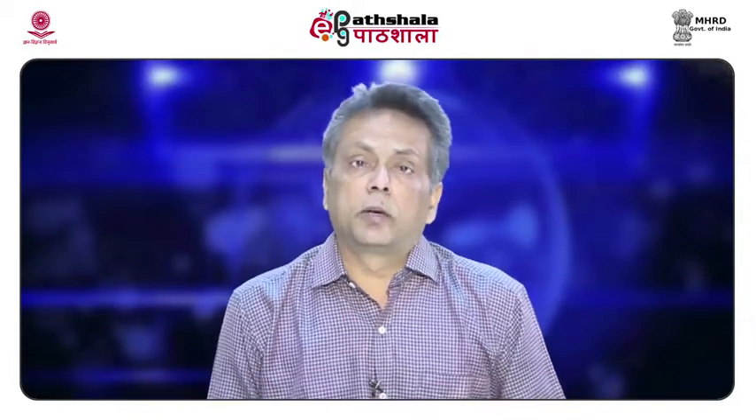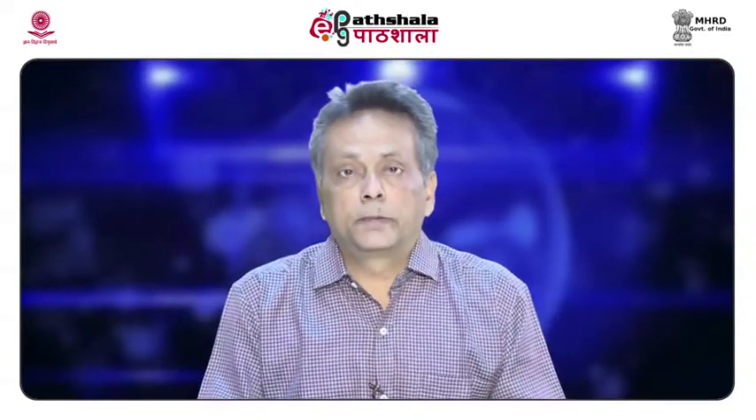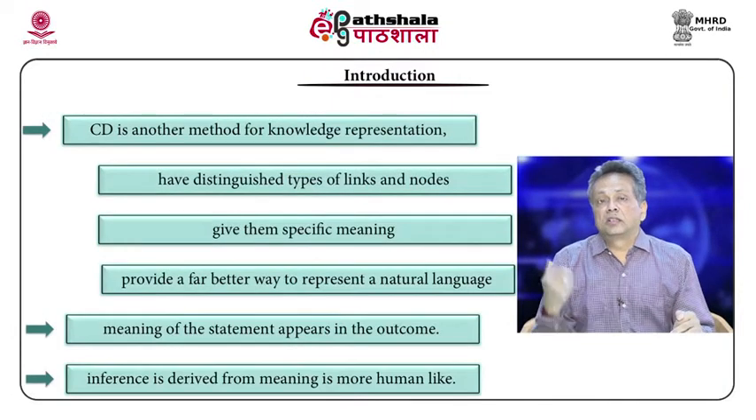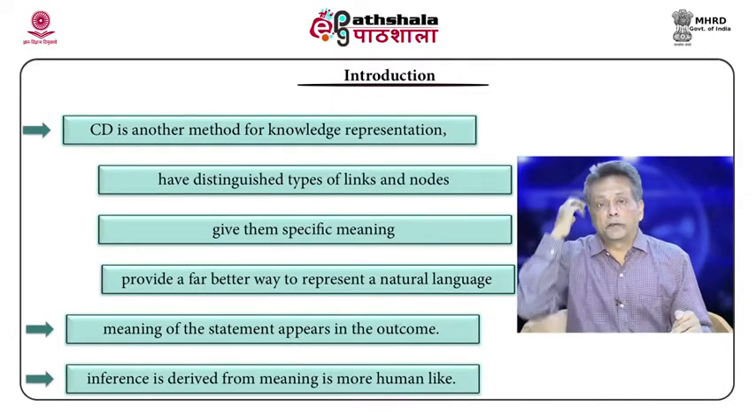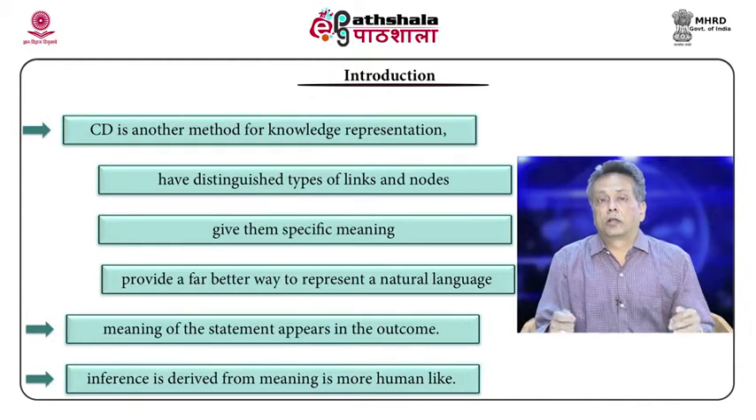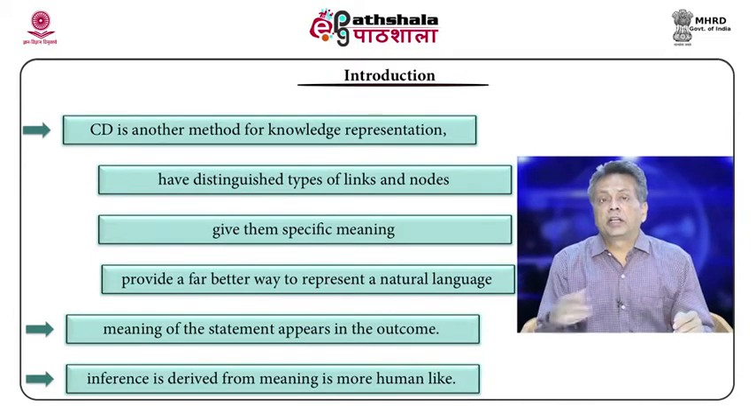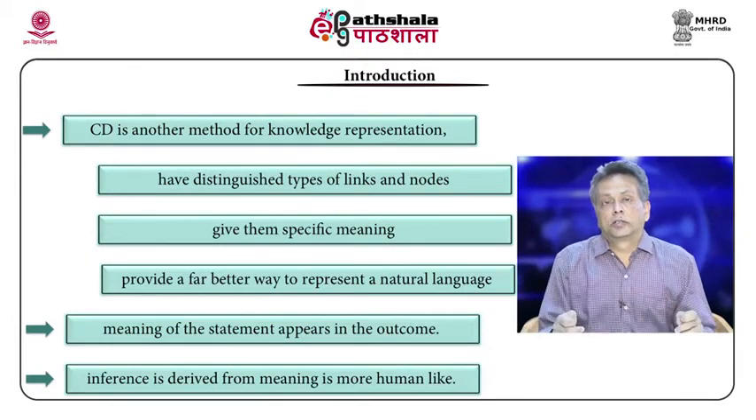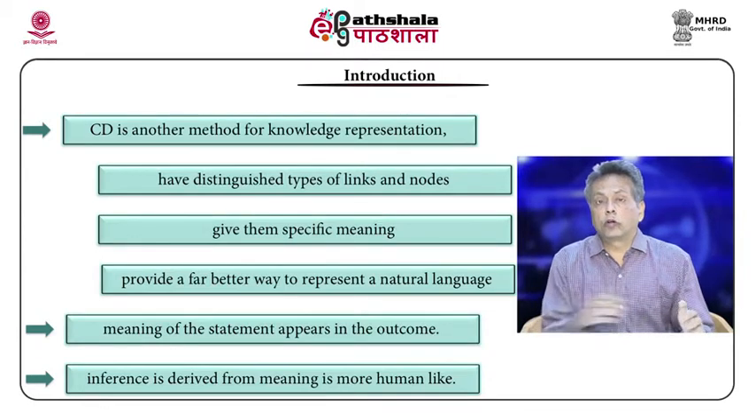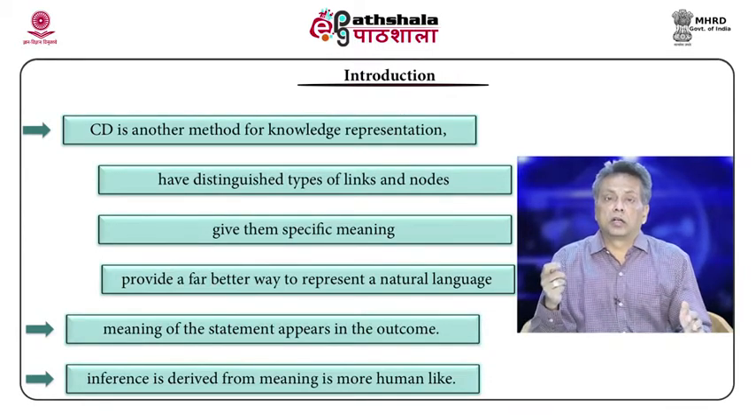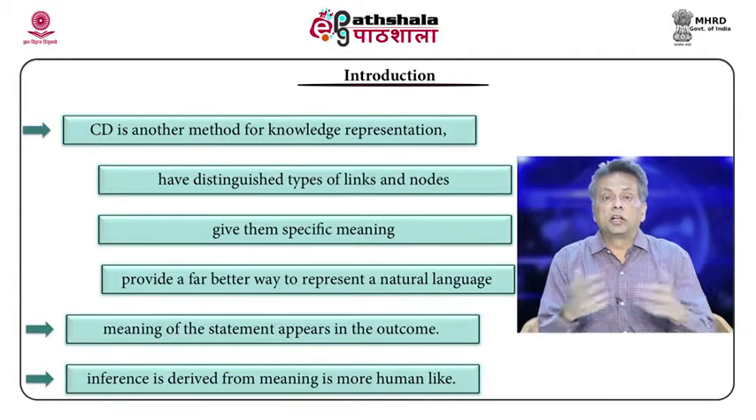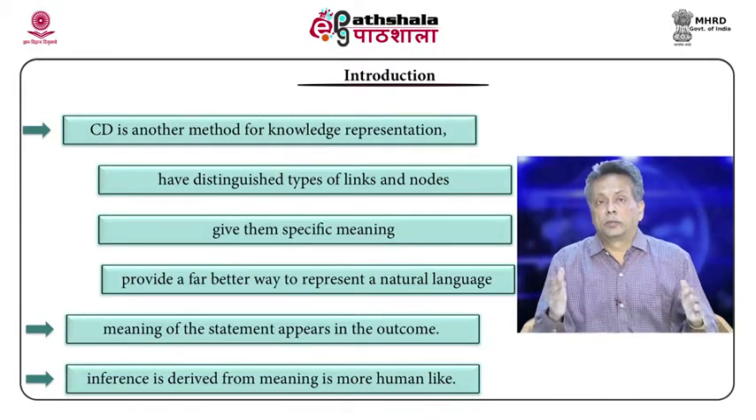We have already seen in semantic nets that we can represent natural language statements using some links and some nodes. Conceptual dependency is a little better way of doing that, where we have a lot of restrictions on the type of links that we can have, the type of nodes that we can have, and how they can relate to each other, making it a very strong knowledge representation technique. What I mean by strong is that it provides a very clear meaning to a representation.